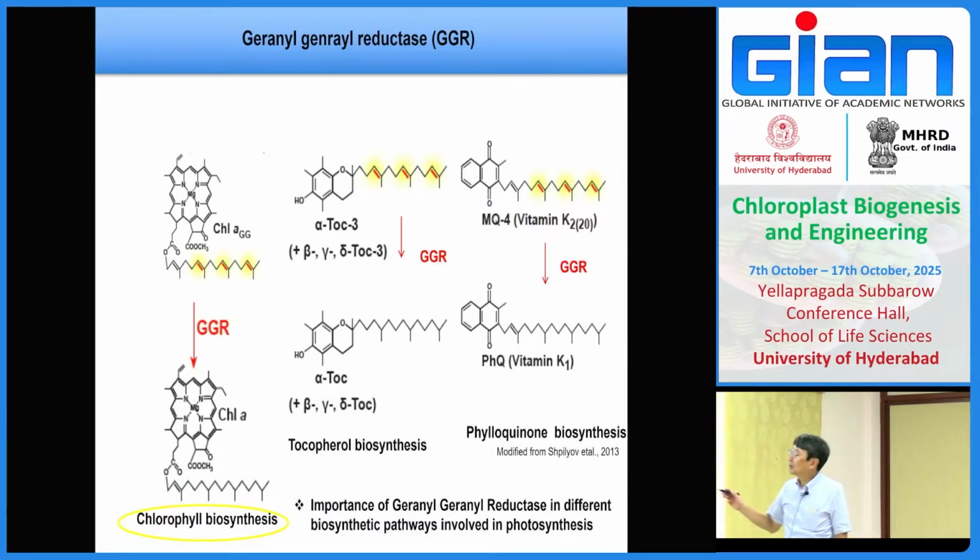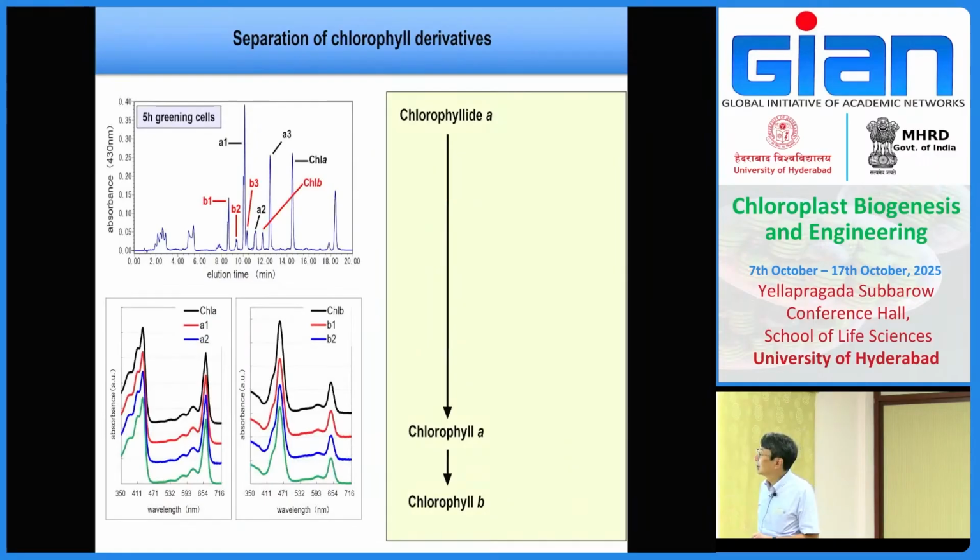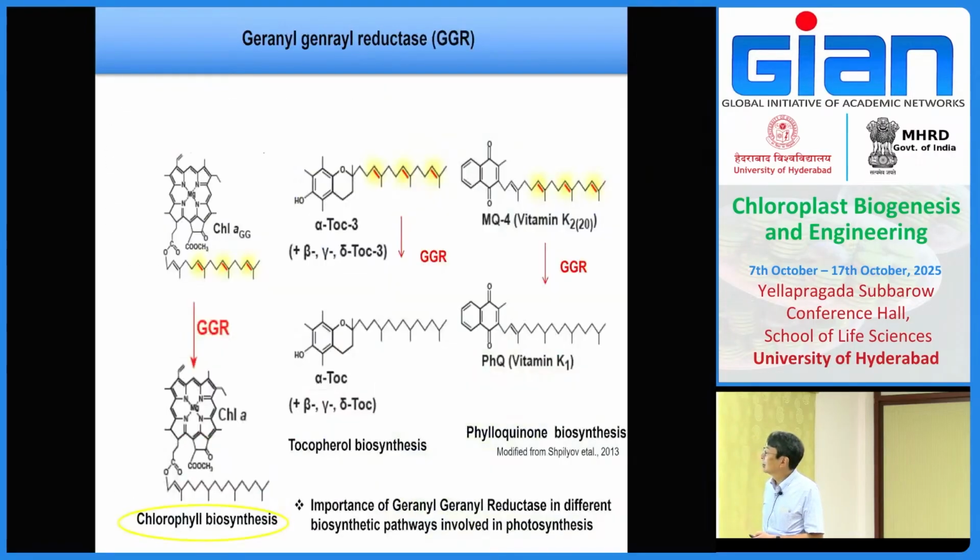This enzyme is also involved in alpha tocopherol synthesis. Also, naphthoquinone, menaquinone, vitamin K, phylloquinone also have the same structure that is reduced. These are involved. But now we focus on this part.